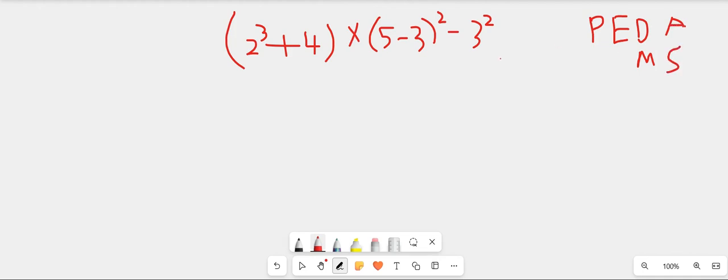So first we have two parentheses here, right? This one, this one. So we will solve them individually. So 2 cube is 8, 8 plus 4 is 12, 12 into. The next parenthesis is this one, 5 minus 3 is 2, 2 square is 4. 12 into 4 minus 9. Okay.